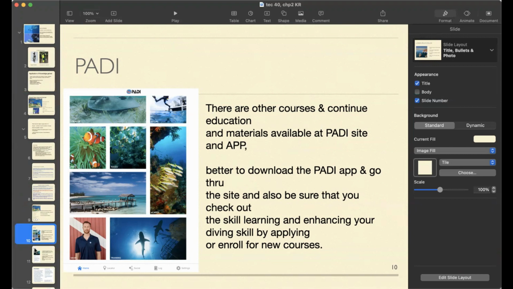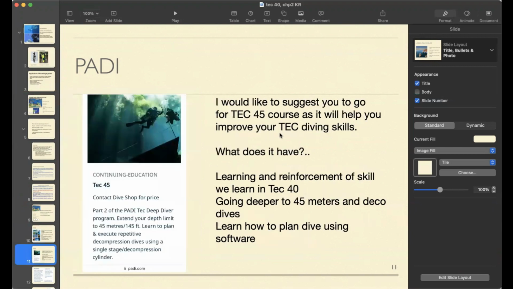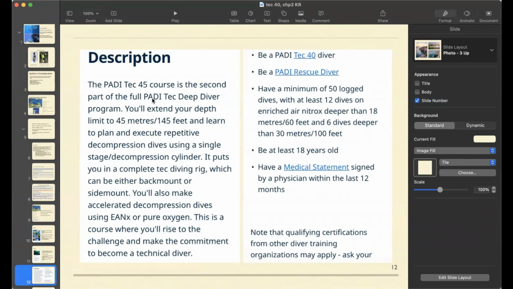And then I would like to suggest that after this, you go to Tech 45. What does it actually have? It's a learning and reinforcement of the skills we learn in Tech 40, going deeper than 40 meters, up to 45 meters, and having deco dives. Also using dive planning software, and how to use it appropriately. The requirements for the course are a licensed Tech 40, or at least Rescue Diver. A minimum of 50 dives is mandatory, you should be 18 years or above, and you should have a signed medical statement from a physician.